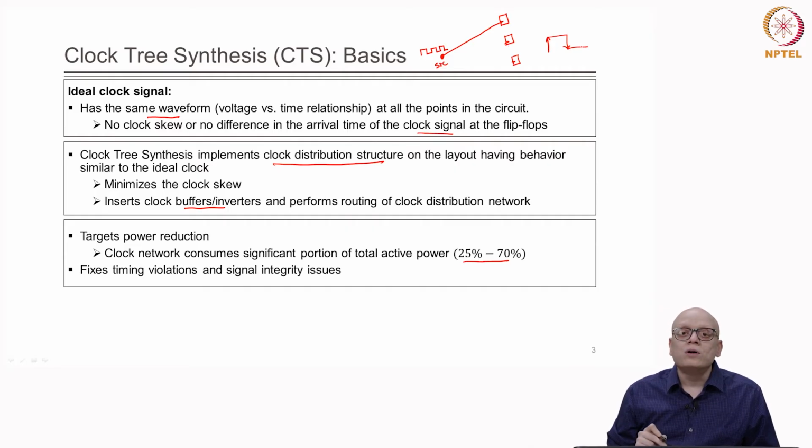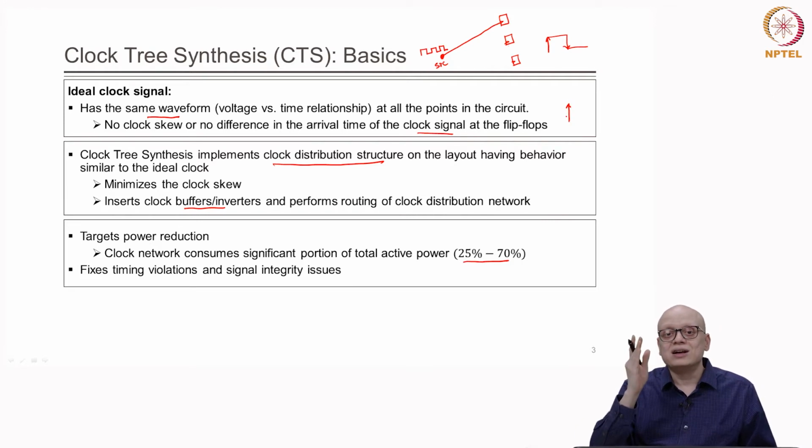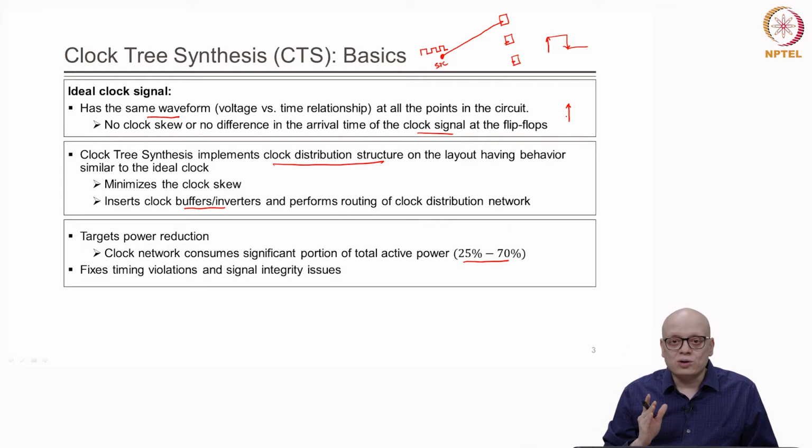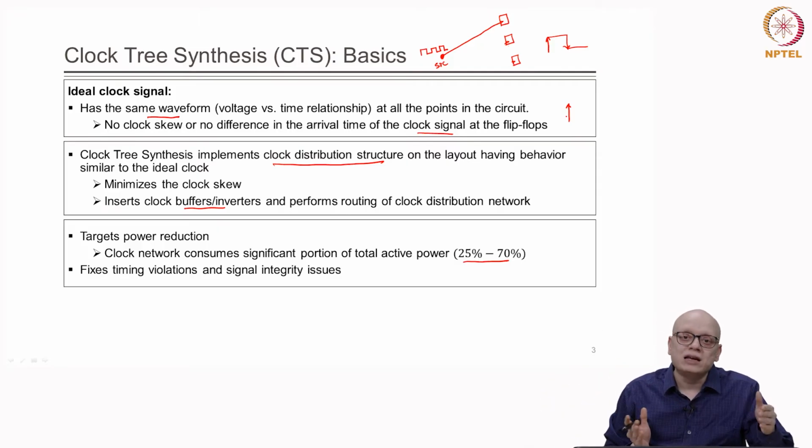And then it also tries to fix timing violations and signal integrity issues, because the clock signal is a signal which is rising very rapidly. Ideally, its rise transition should be as abrupt as possible. Now, because the rise time is very small, or the clock signal is transitioning very quickly, it can impact neighboring lines. And therefore, the signal integrity issues related to clock signals are also important in CTS.